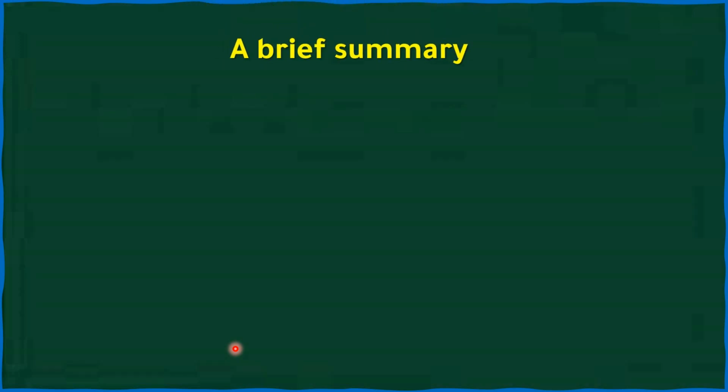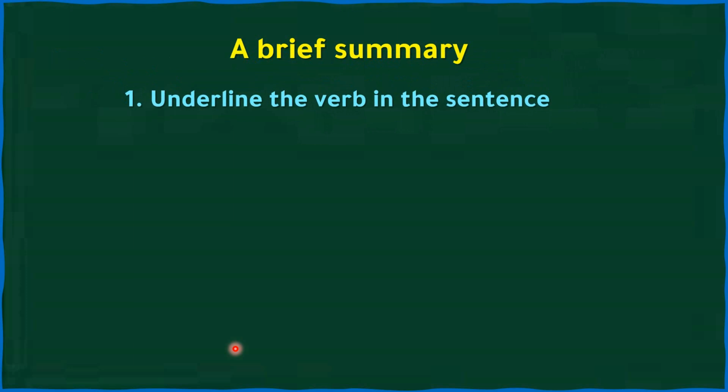Briefly speaking, there exist many points which you should underline when talking about active and passive voice. The first one: underline the verb in the sentence. You have to underline the verb in the sentence before turning it into the passive voice. This is the first one. The second one: know the tense of the verb. You have to know the tense in which the underlined verb is conjugated, whether it is in the present or in the past or in the future.